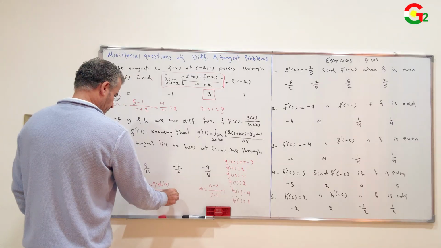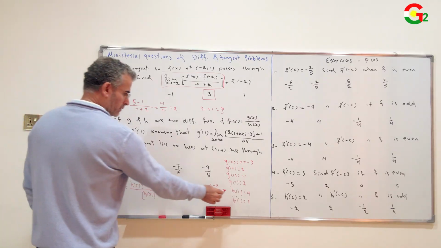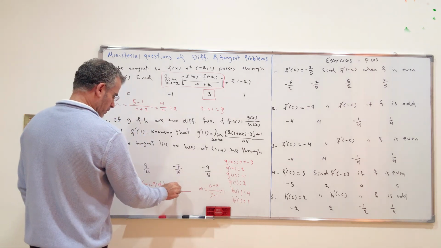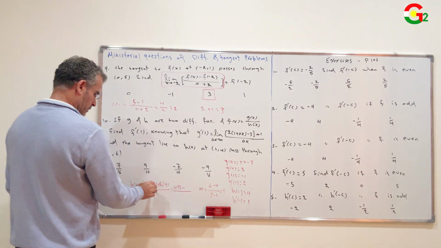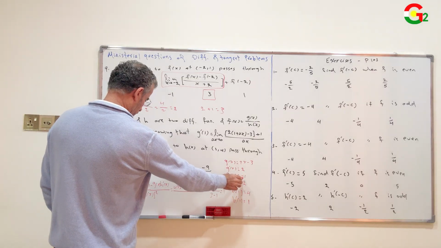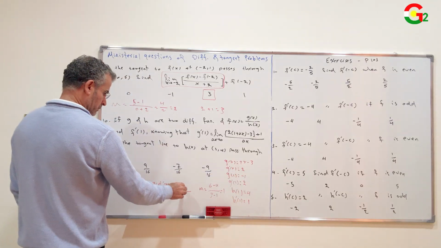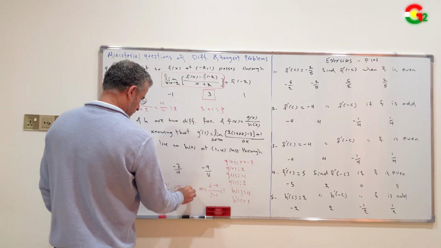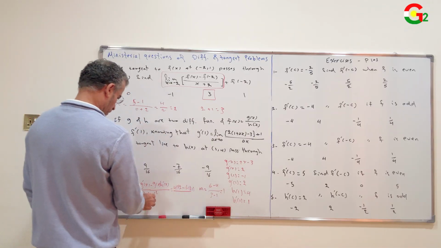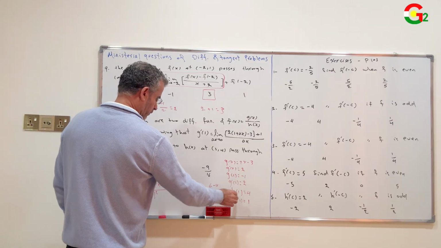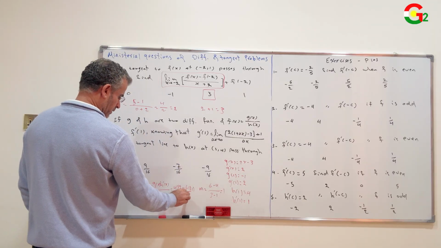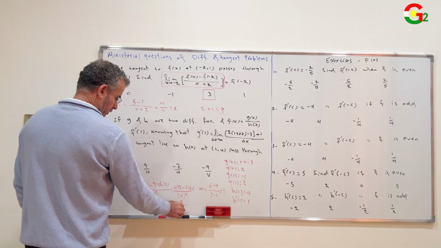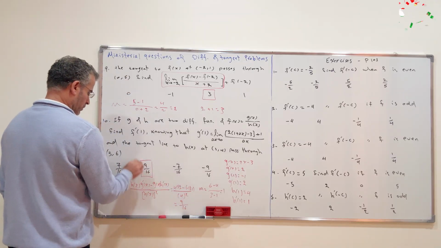Now, h of 1, 4, times g prime of 1, 2, minus g of 1, negative 1, times h prime of 1, 1, over h of 1 squared, 4 squared, equals 8 plus 1, 9 over 16. Choice B.